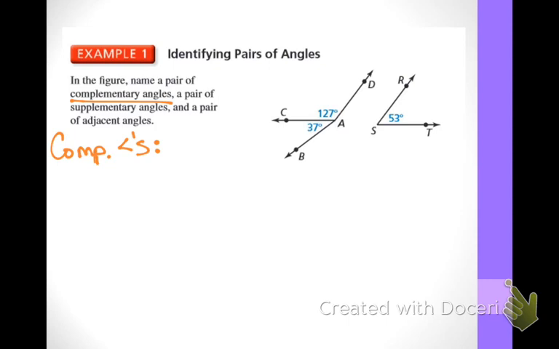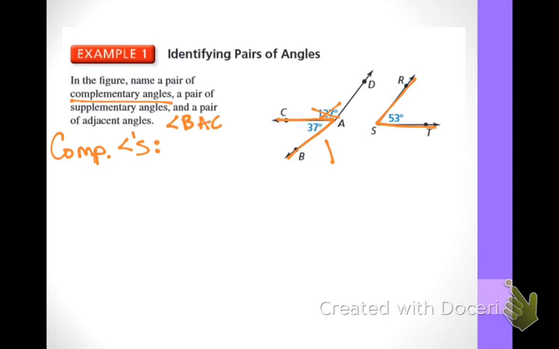We are given 3 angles. So which angle can we automatically eliminate that will never add up to 90? 127. Yeah, definitely not this angle. So we need to check if 37 and 53, will they add up to 90? Yes. So they are complementary. We're going to name them. How can we name this angle over here? BAC. Sure. BAC. What else could we have named it?